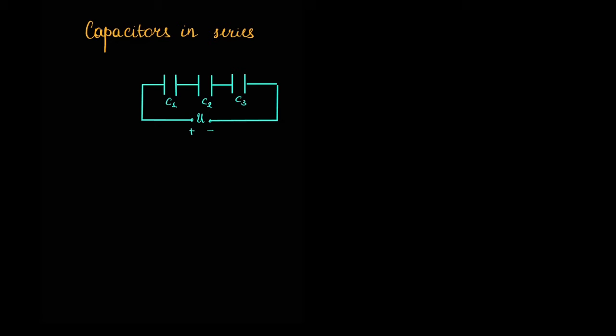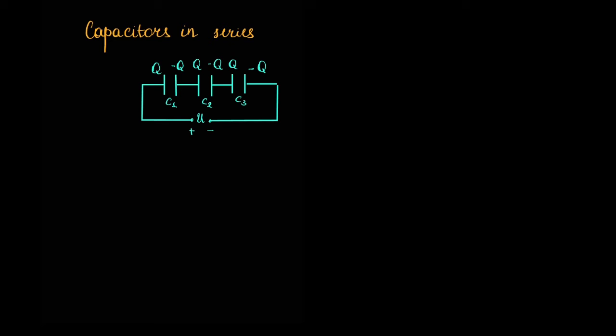Then what this source does is take some charge from the first plate of the first capacitor to the second plate of the third capacitor. Then the first plate of the first capacitor becomes positively charged, and the second plate of the third capacitor becomes negatively charged. After that, charges are induced on the other plates of the capacitors. For example, the second plate of the first capacitor becomes negatively charged, minus Q, and the next one becomes positively charged, and so on, negatively charged and positively charged.